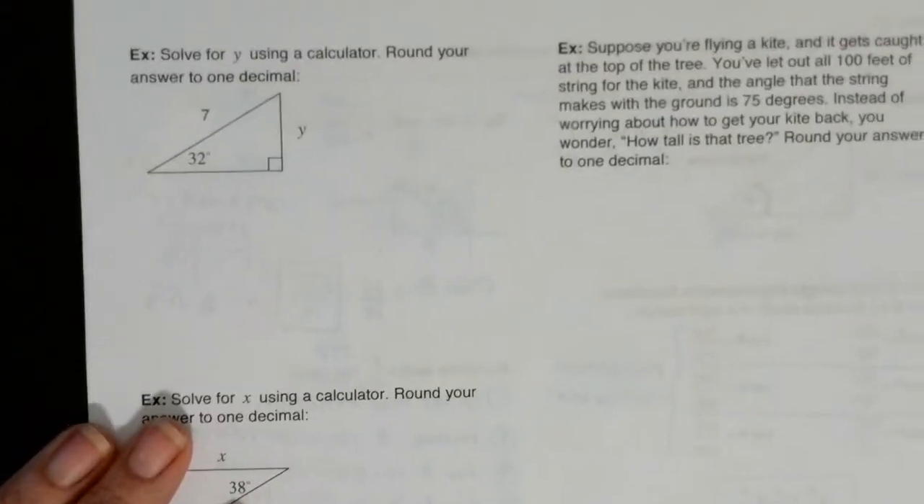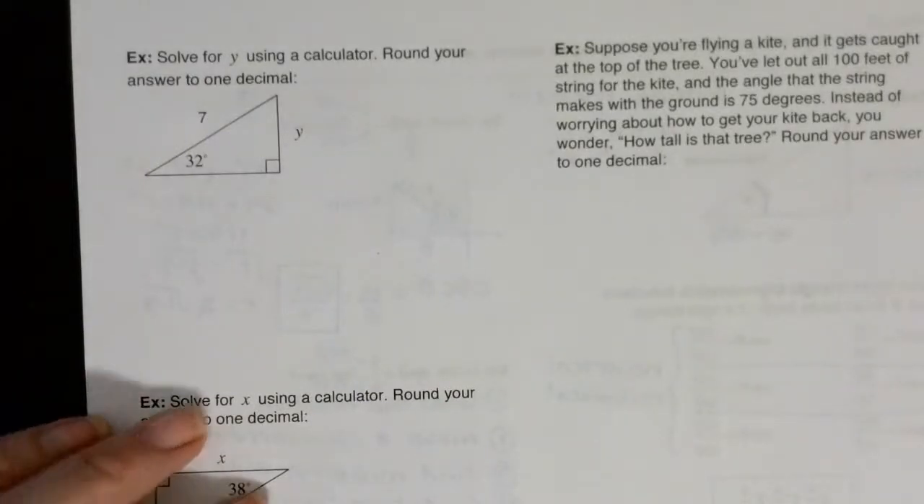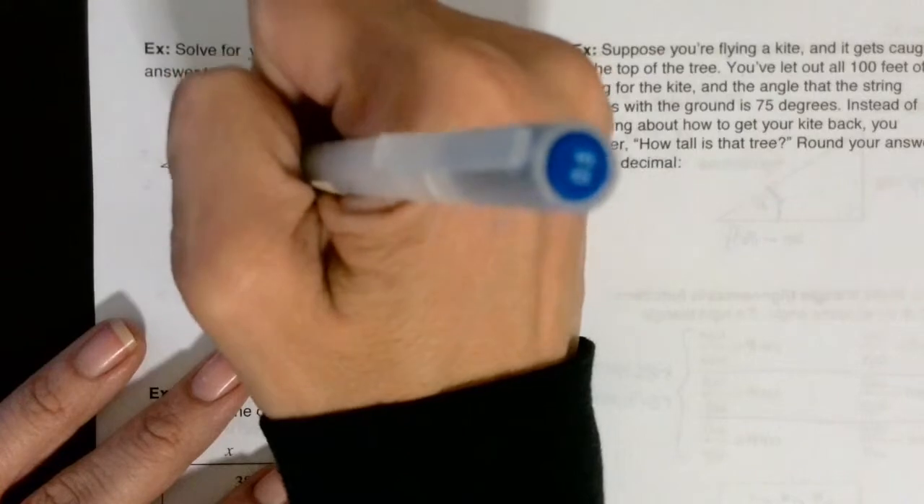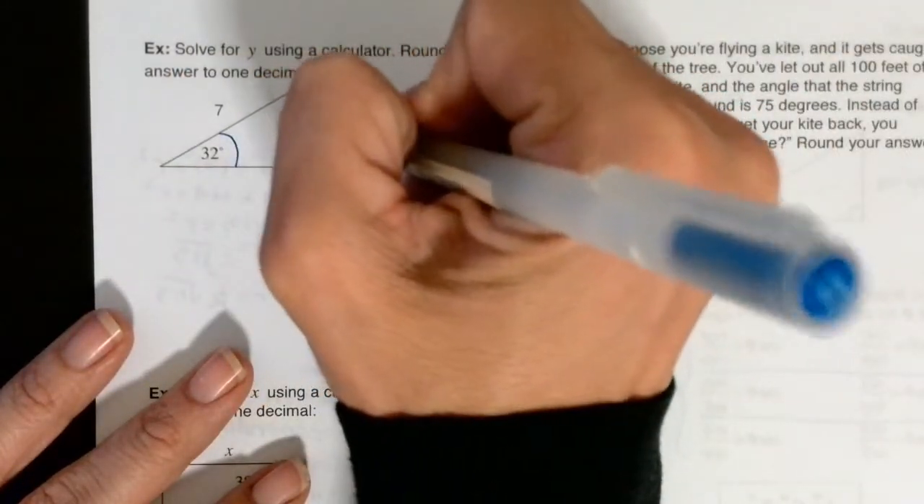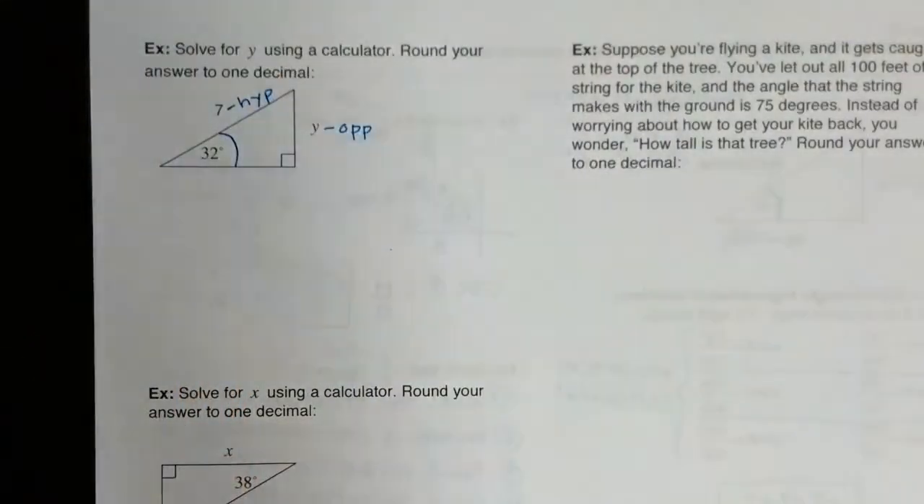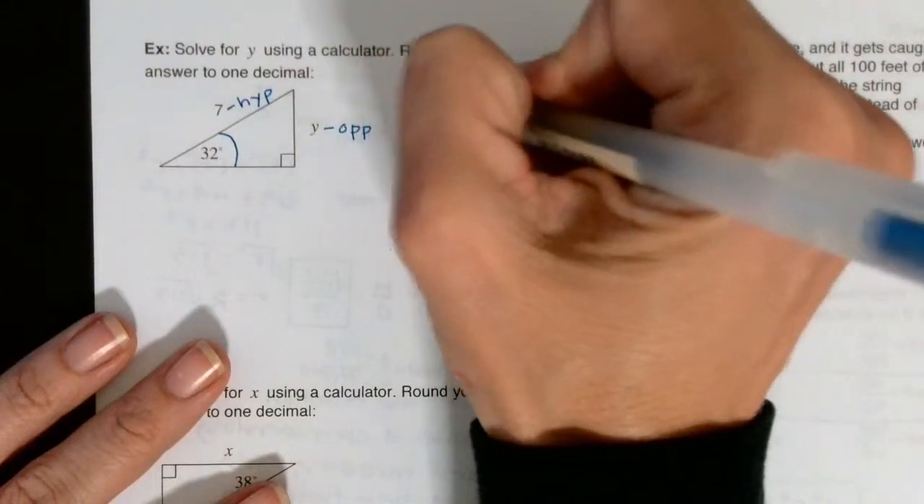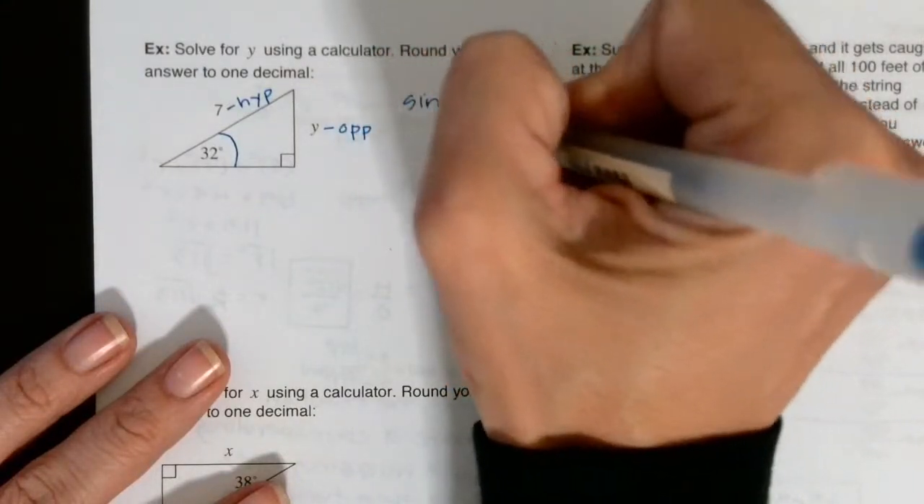This one says solve for y using a calculator. Use your answer to one decimal place. So here's our angle that we're referencing. This is an opposite side, and this is the hypotenuse. What trig ratio goes with that fraction of opposite over hypotenuse? That's sine. Sine of any angle is opposite over hypotenuse.